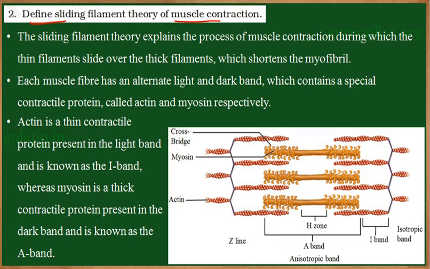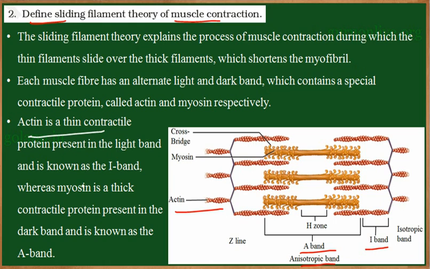Before that, let us recall the structure of a sarcomere. The sarcomere is present on the myofibrils. It has alternating light and dark bands. The light bands are called actin, present in the I band, and the dark bands are called myosin filaments, present in the anisotropic band or A band.